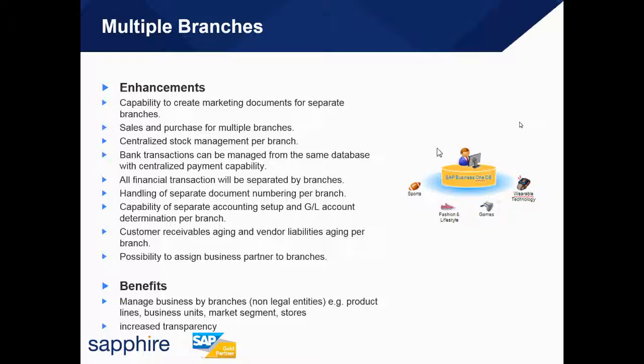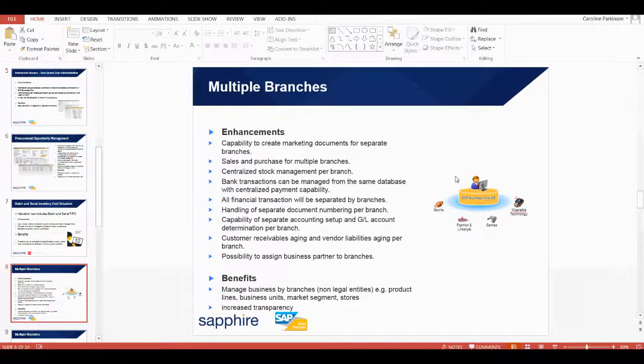The benefits being we can manage business by branches, for example product lines, business units, market segment and stores, etc. And we've also got increased transparency. So I'll just show you a little bit of the multiple branches functionality just now. Just come back into SAP Business One.